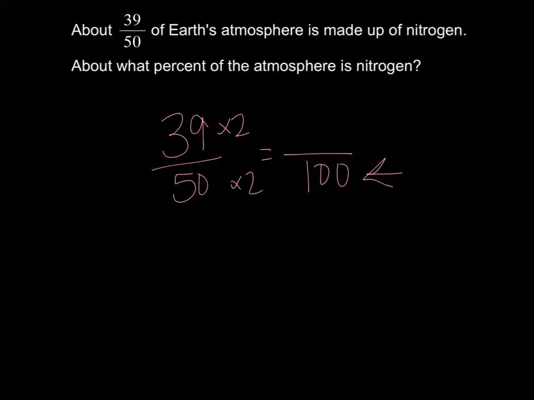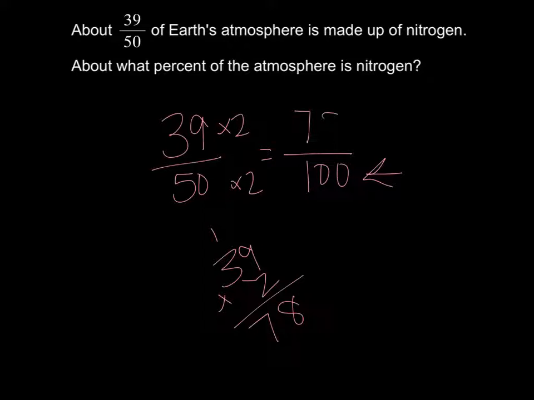Then I need to figure out what is 39 times 2. That would be 18. 2 times 3 would be 6. Plus 1 more would be 7. So I would get the number 78 over 100. But they want a percent. But I know that since 100 is the denominator, my percent is just going to be my numerator. So the answer would be 78%. Or 78 out of 100 is the percent of the atmosphere that is nitrogen. That's crazy, quite a large percent.